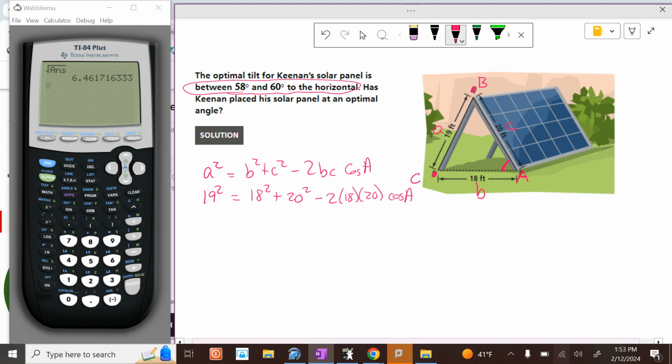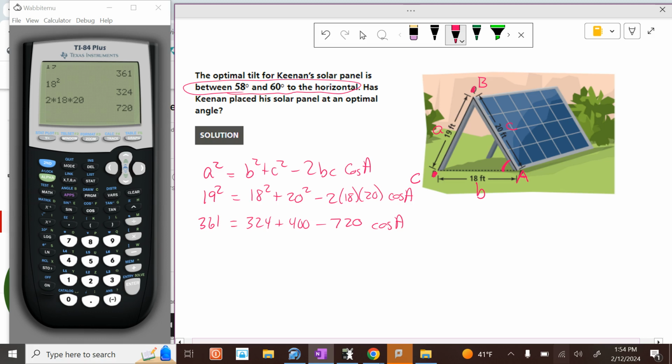Cosine of A. The problem with this is I have to somehow get A all alone by itself. So I'm going to multiply these numbers out first. I'm going to take 19 squared, figure out what that is. That's 361. 18 squared is 324. 20 squared I know is 400. 2 times 18 times 20 is 720 cosine of A.